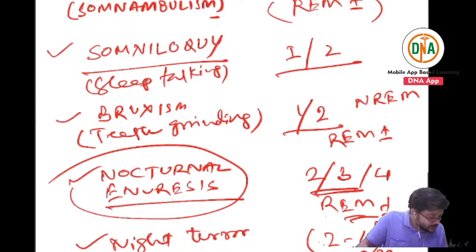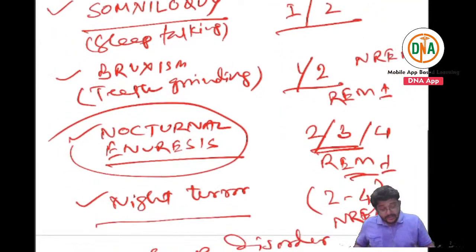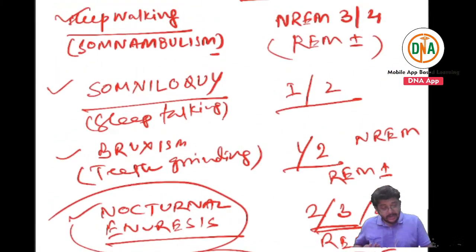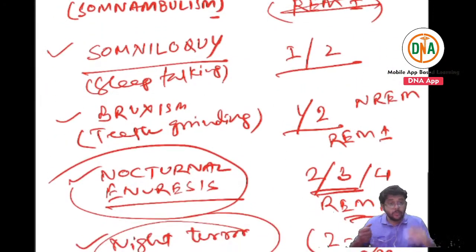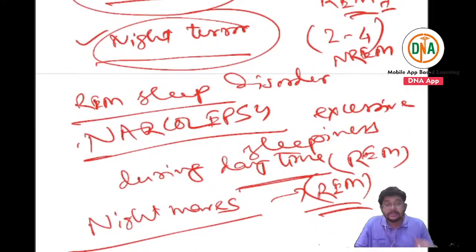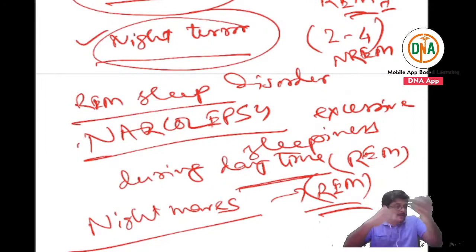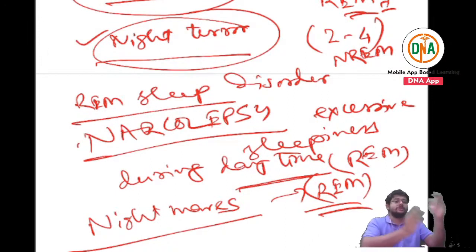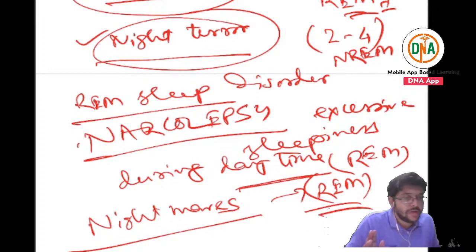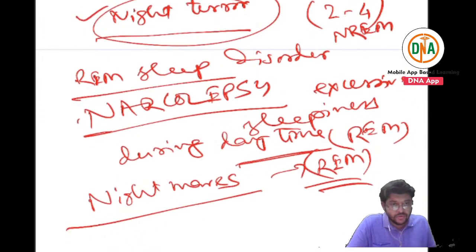Dr. Nilesh has asked me which one is more emotional, night terror or nightmare. See, night terror is in NREM, so this is more autonomic response, less emotional response. And nightmare is in REM. This is more emotional response. Here, emotion causes autonomic response, whereas in night terror, autonomic response causes emotional response. So if I have to answer which one is more emotional, nightmare is more emotional.